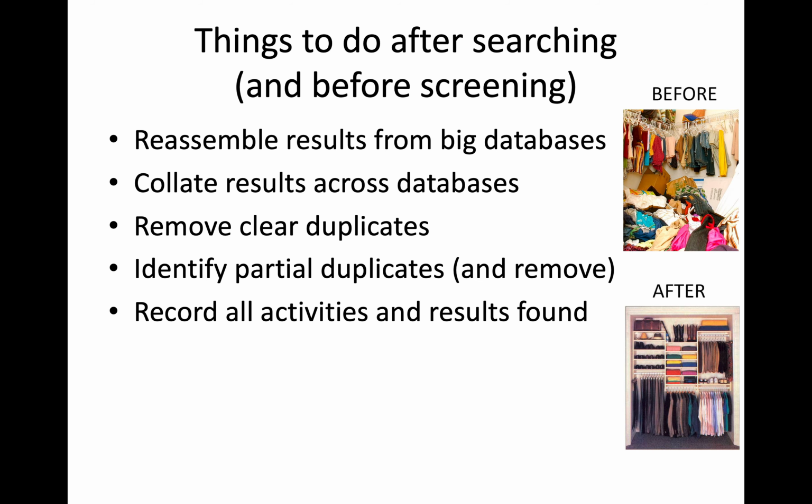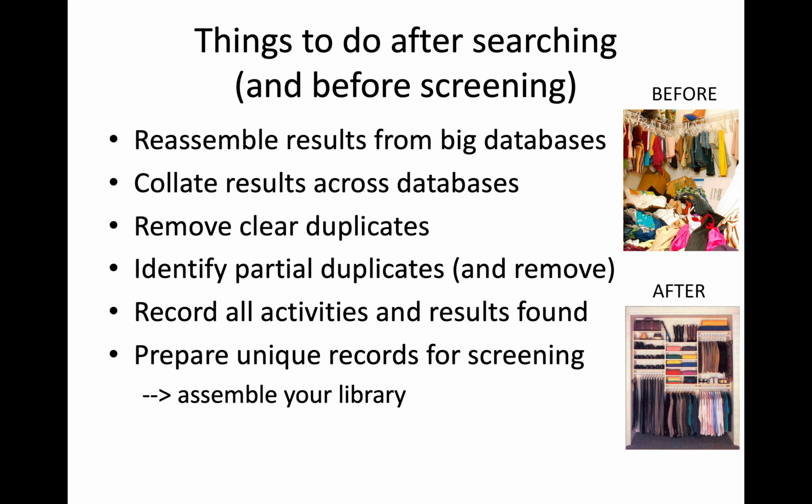Really importantly, we want to record all of our activities and the number of results and the number of duplicates removed so that we can track back what happened, what we found in each database and what happened when we combined those database search results together. So record keeping is really important at this step. And we want to prepare the unique set of records for screening, as I said. And this whole process is what we call assembling a library of evidence.